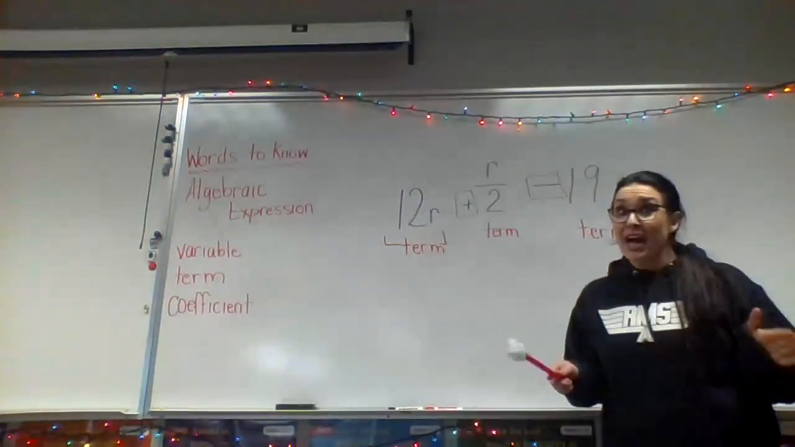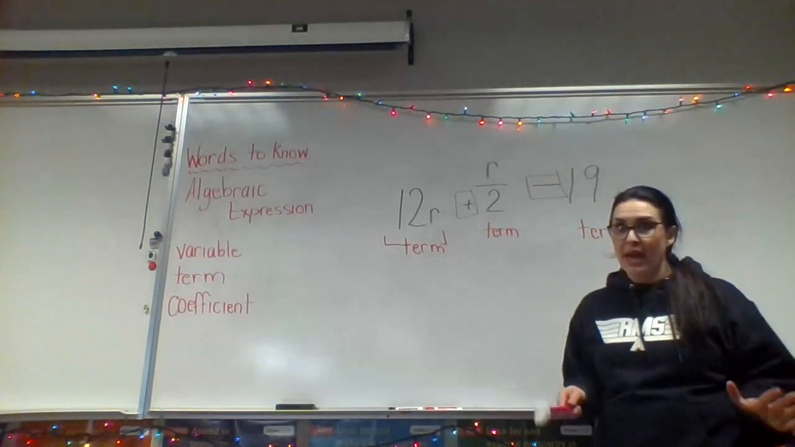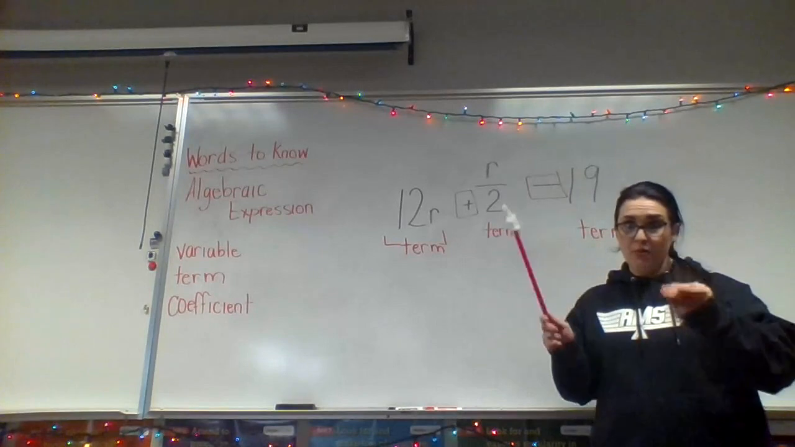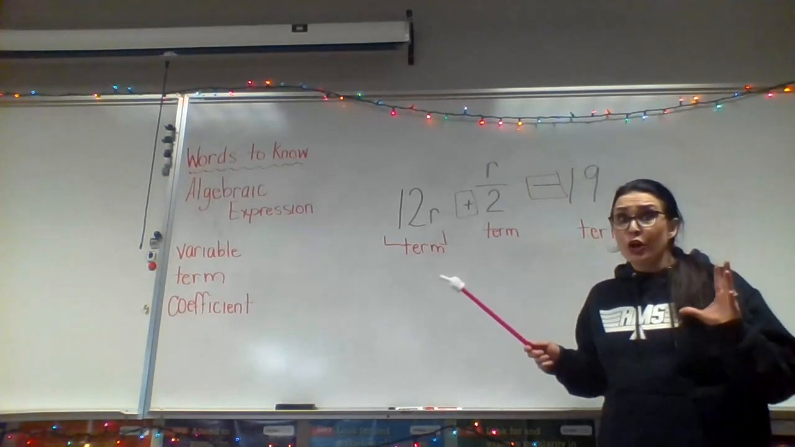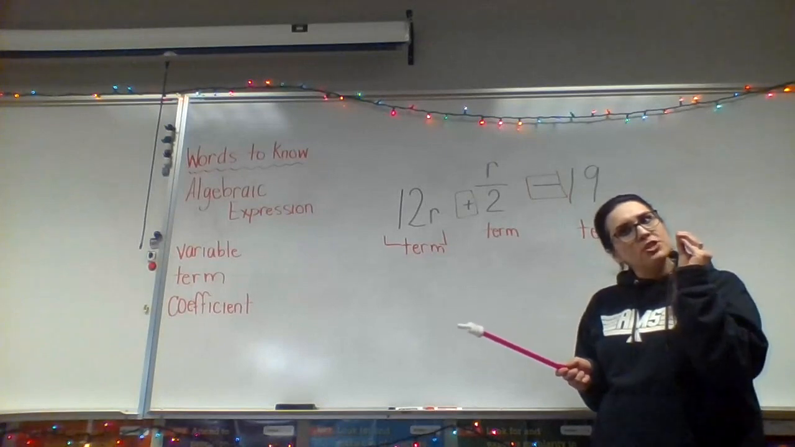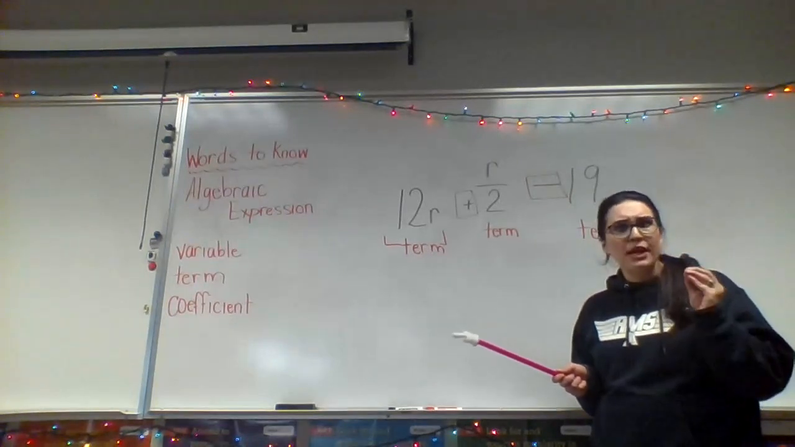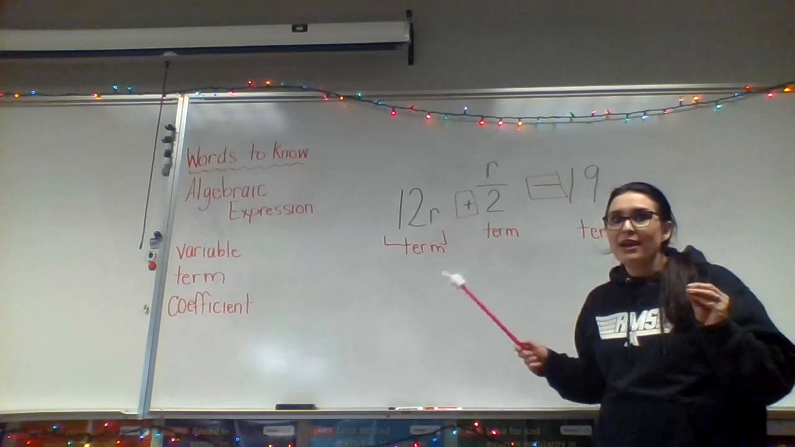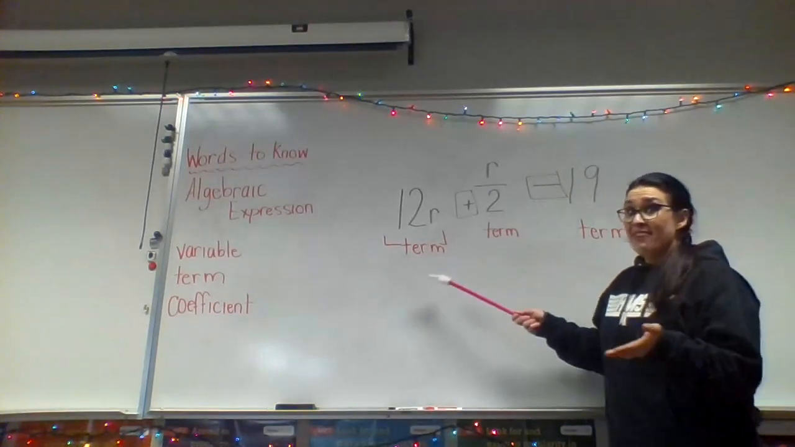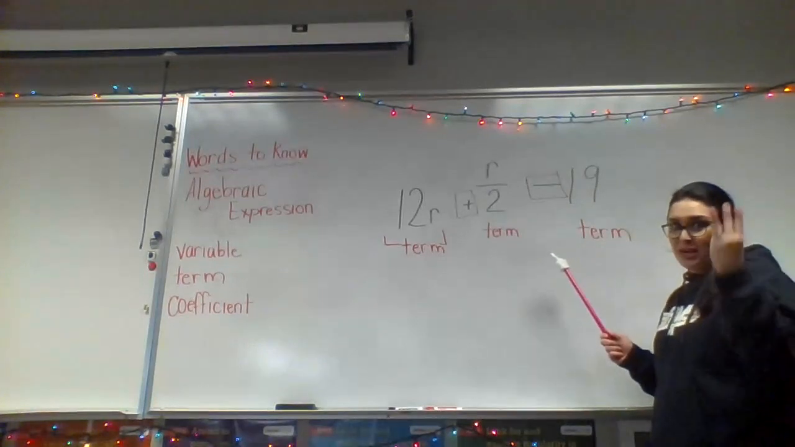All right, so now let's talk about term, okay? Something important to think about with term: addition, subtraction. I'll tell you what I mean here in a second. A term is the different pieces of the algebraic expression, the different parts of this algebraic expression that are separated by addition or subtraction. So if you see in this example, we only have 3 terms, right?